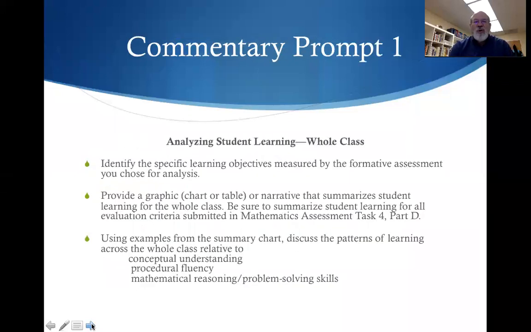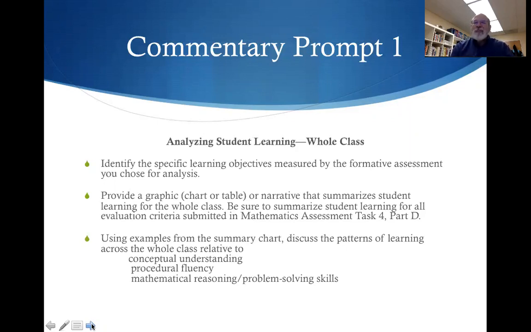The commentary prompt 1 says this: you need to think about the learning objective. So as you begin your commentary, as you begin your analysis, tell the reader, this is my objective. This is what I'm evaluating. The second piece of your commentary says provide a graphic, a chart, or a table. Your best choice, in my opinion, is to use an Excel spreadsheet that's set up like a grade book. You will see one later in the video.